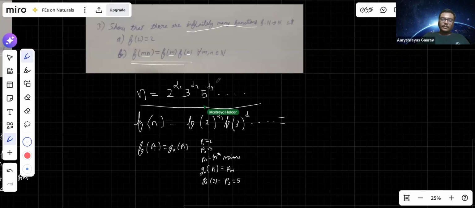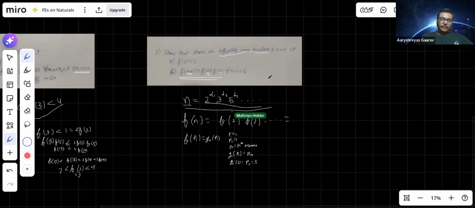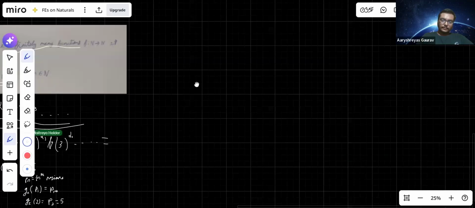So the basic idea was that if you find something related to multiplication in natural numbers, then you can always split the natural number in primes. That's a very good part of natural numbers. And after that, let's move to the fourth one.